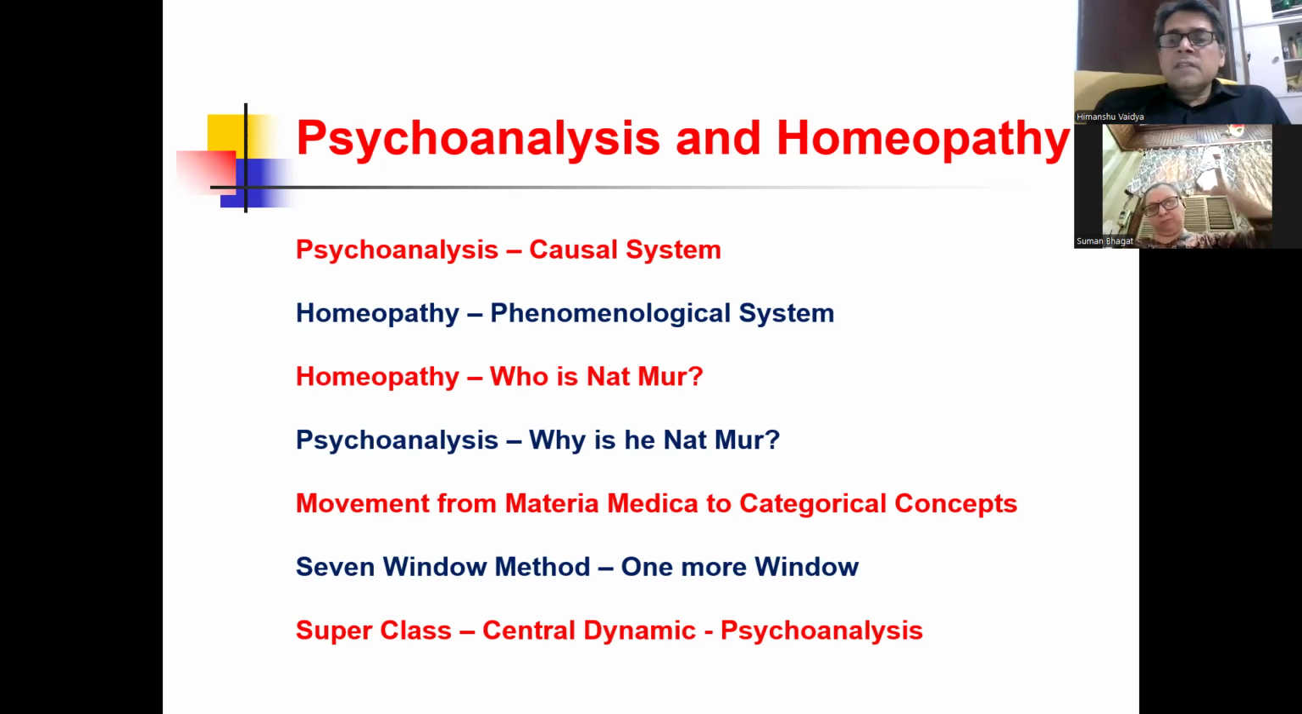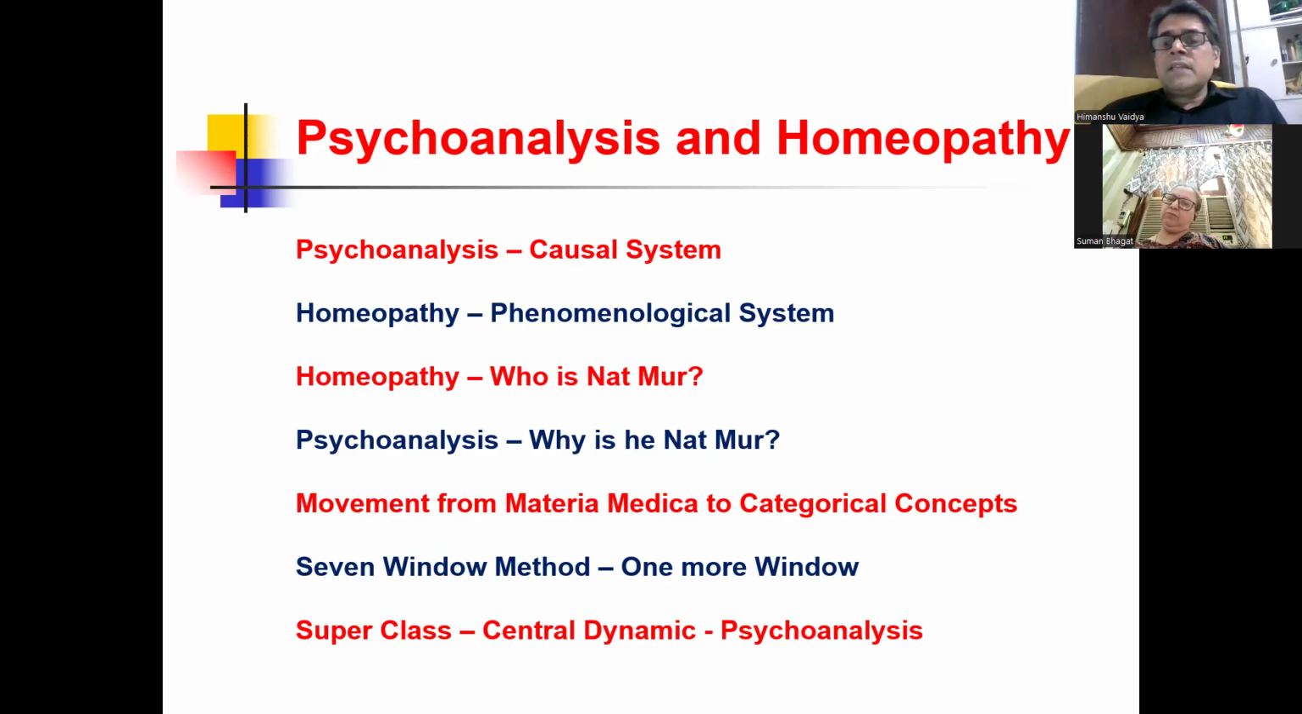Homeopathy, on the contrary, is a phenomenological system. It does not get into the causality. It is a cluster trait system where if you have a collection of traits, we know how to heal. So in homeopathy, you'll ask the question, who is Natrum muriaticum? And if he is Natrum muriaticum, give him Natrum muriaticum, he will be healed.